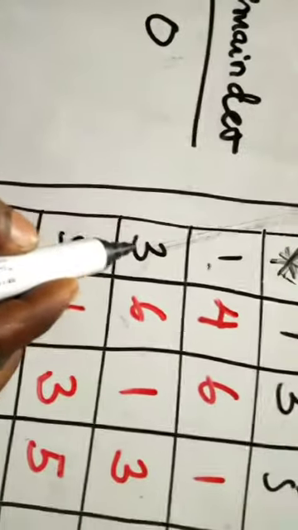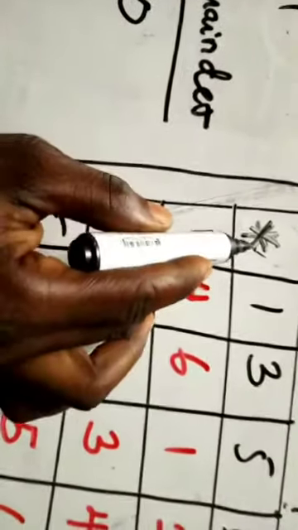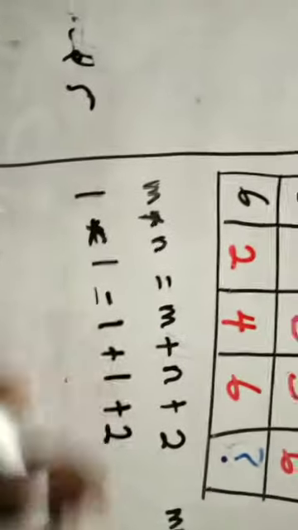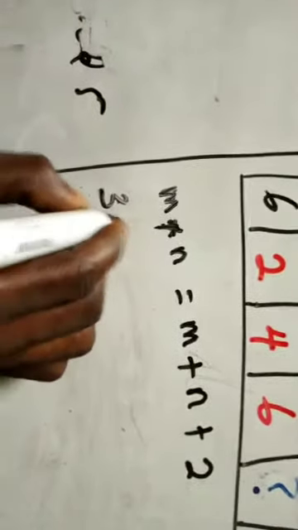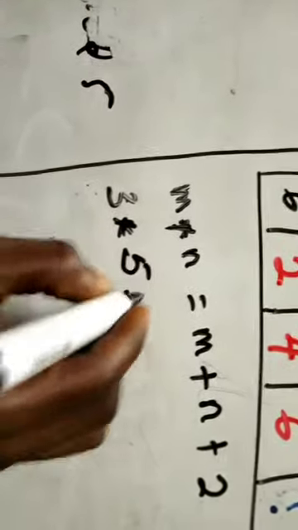That's why we are having the answer to be 4 over here. The same scenario applies to everything, right? So let me solve another one. Okay, let's try this one. Maybe let's say 3 operation 5. Let's see how we got a 3 over here. So let me wipe this one. So I'm having 3 star 5.